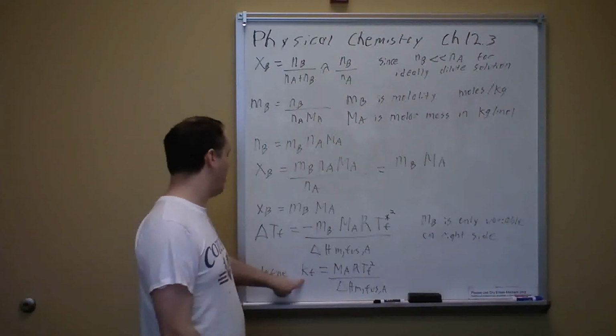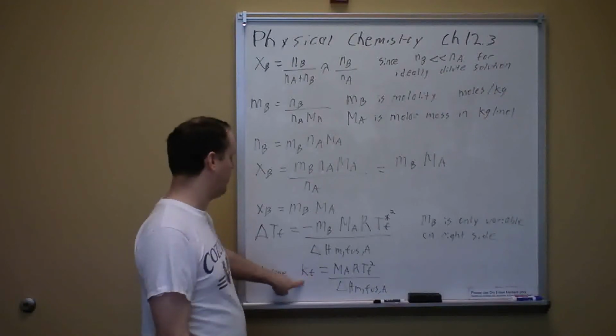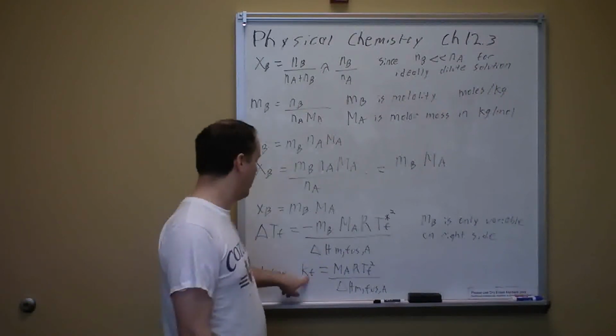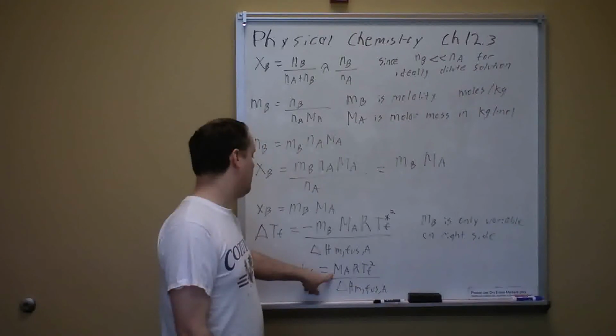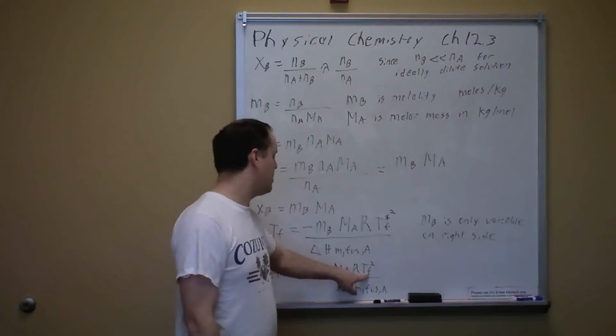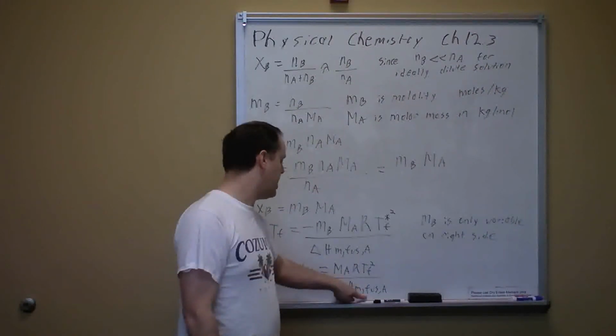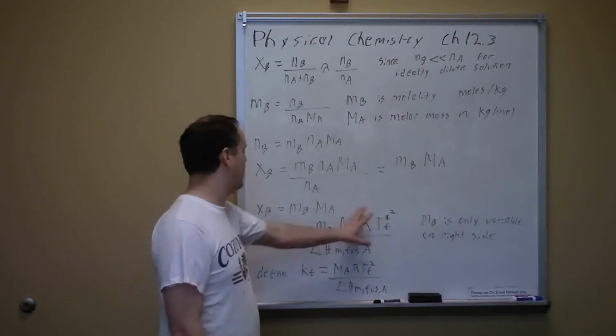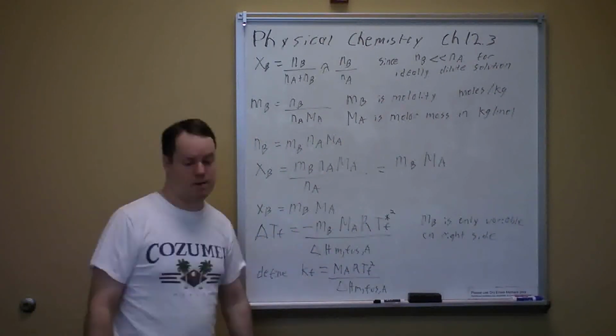So we're going to define this constant K sub F, that's lowercase k for constant. So our freezing point constant, that's going to be the molar mass of A times R times Tf squared divided by delta H molar of fusion of A. So everything on the right side except for that concentration.